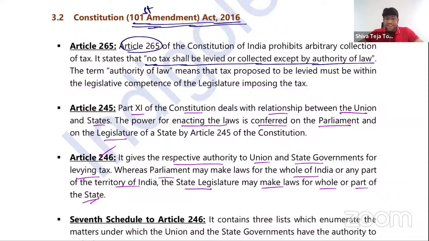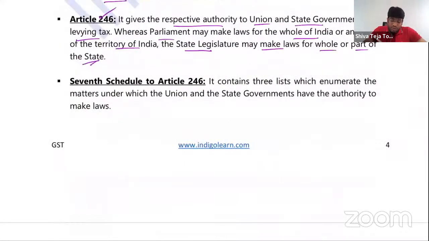Makes sense, right? Exactly, no doubt about it. Something very interesting and very sensible. Constitution 101st Amendment Act. Then, 7th Schedule to Article 246. Friends, have you heard about 3 lists? Union list, state list, concurrent list. Union list contains those matters on which power is with the central government to levy the tax. State list contains those matters on which power is with the state government to levy the tax. And what about the last one, concurrent list? Power is there with both central and state government. Exactly. Makes sense, my dear friends.